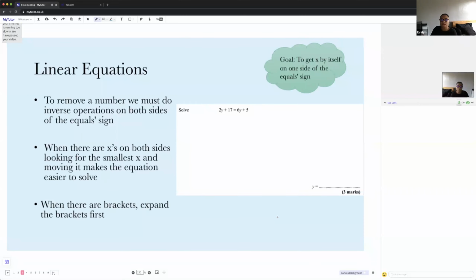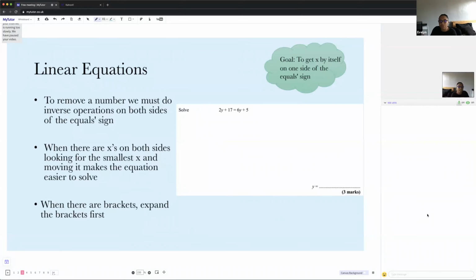That was expressions and formulae. Now the next thing that we did was linear equations. So remember, to remove a number, we must do the inverse operations on both sides. When there's an x on both sides, it's best to look for the smallest x or the smallest letter and move that. And when there are brackets, expand the brackets first.